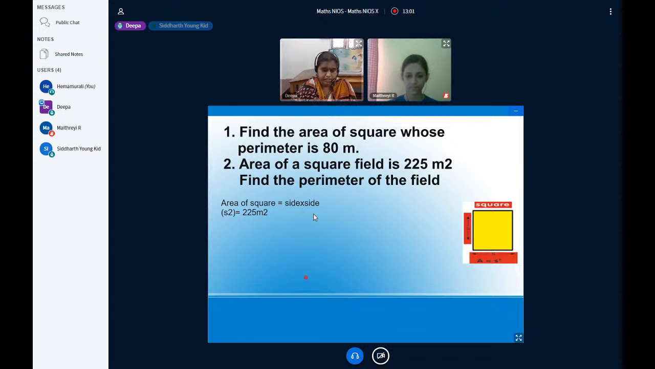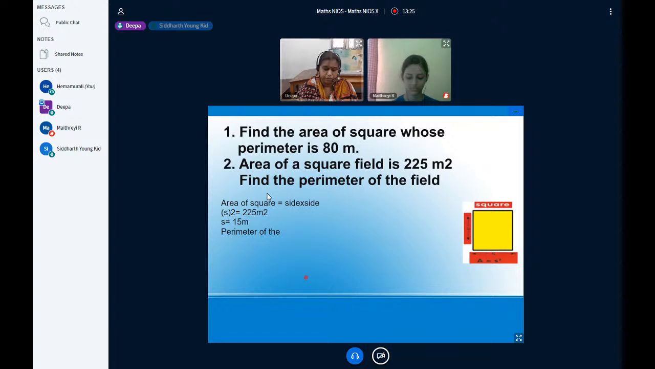Then what is the s? 15 meters. Very good. So s is equal to, that is 15 square is 225. So s is equal to 15 meter. So now we got the side. Now we can easily find out the perimeter of the field. So what is the formula for the perimeter? Perimeter is 4 into s.